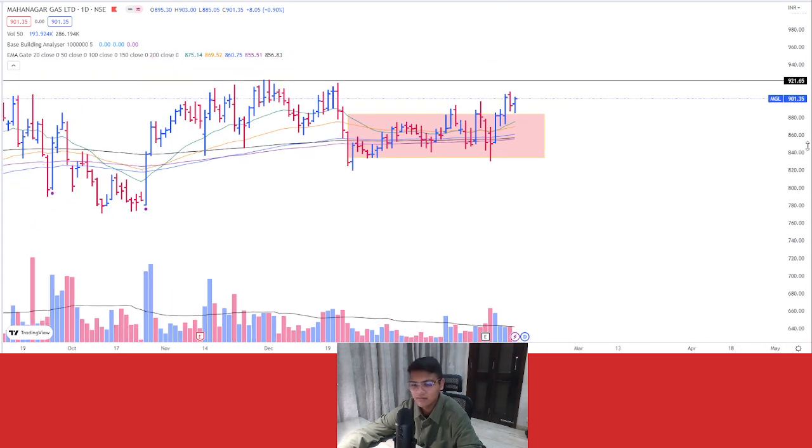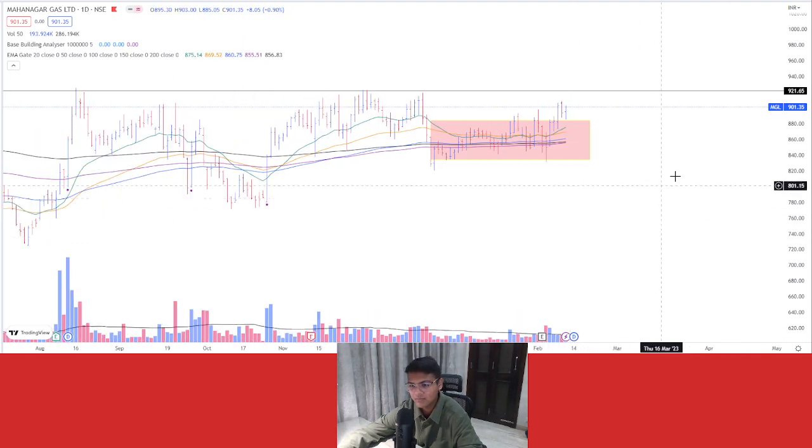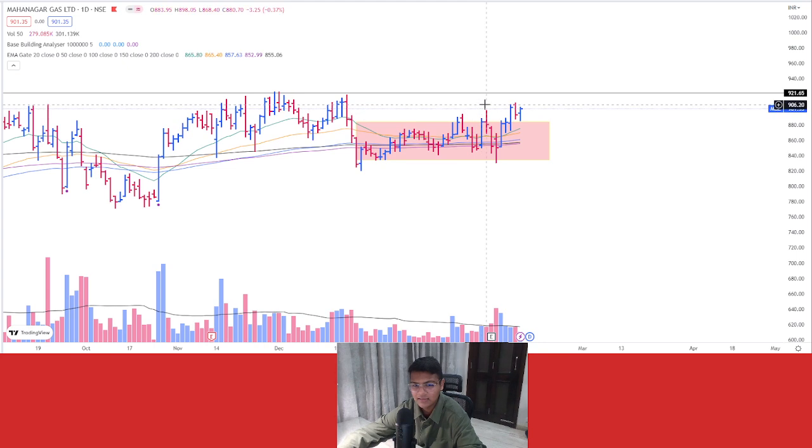And now that we have confirmed that the stock is strong and has a positive bias on our analysis, what we can do is buy once this high is cut and this resistance has been crossed. So that is it. This is a perfect trade.